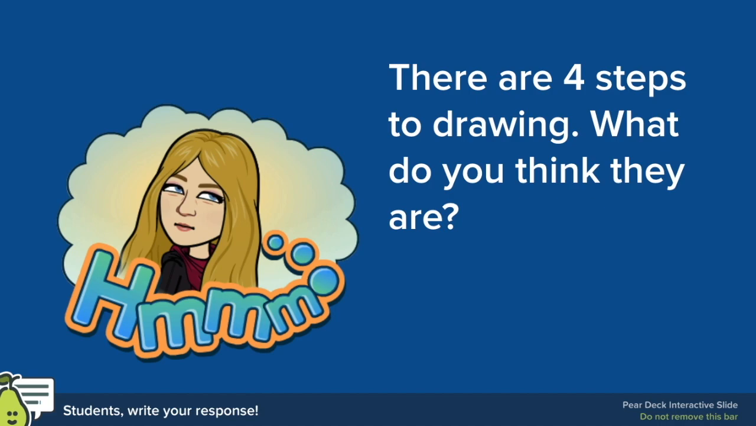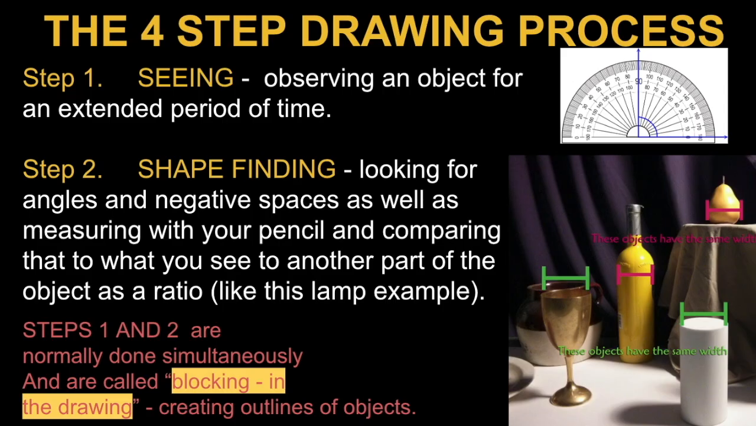There are 4 steps to the drawing process. What do you think they are? We're going to go over the 4-step drawing process now. So the first step, as you can see here, is seeing. It means you're observing the object for an extended period of time to really see all the details and compare the shapes and sizes of things.